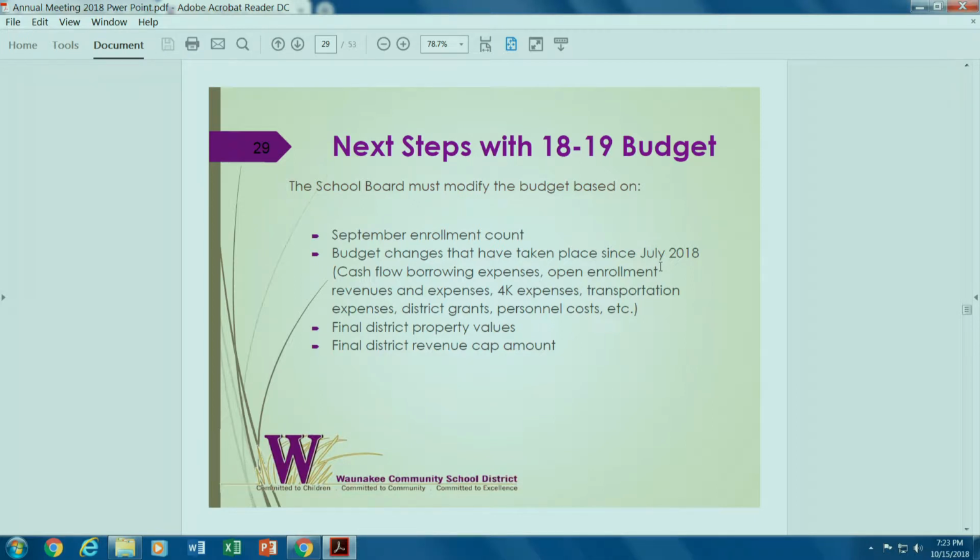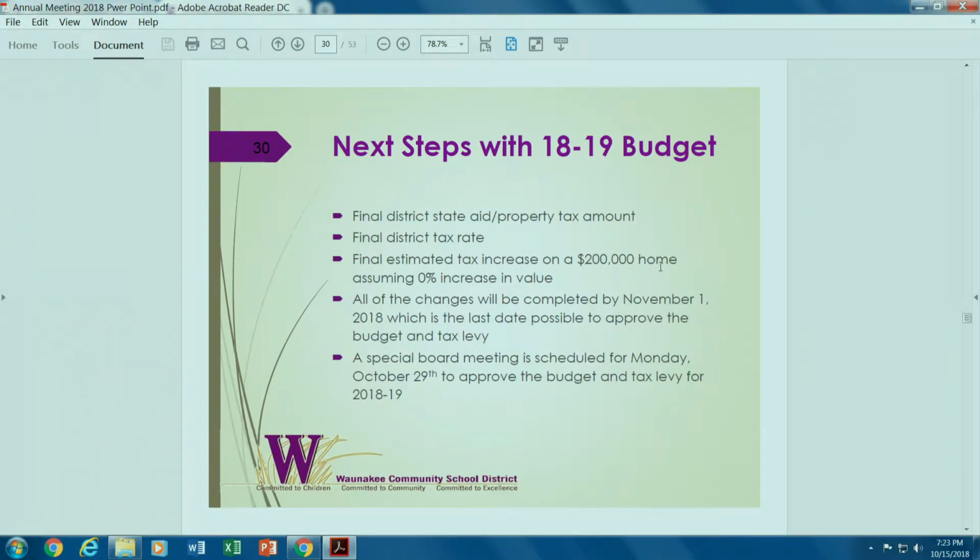Some areas we don't know the final budget items that we need until we get into the fall. The final district property values and the revenue cap are completed in September and October. Our aid payments came in on October 1st, and we'll be determining our tax rate, and that will all lead up to our meeting on October 29th, where we'll bring the actual numbers, and the board can approve the final draft of the budget and also set the final levy so that we can move forward with meeting our statutory obligations by November 1st.